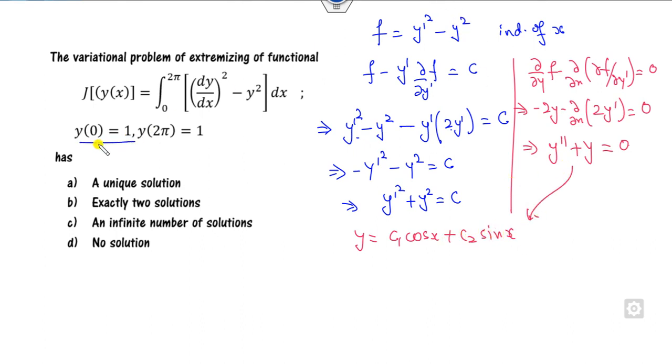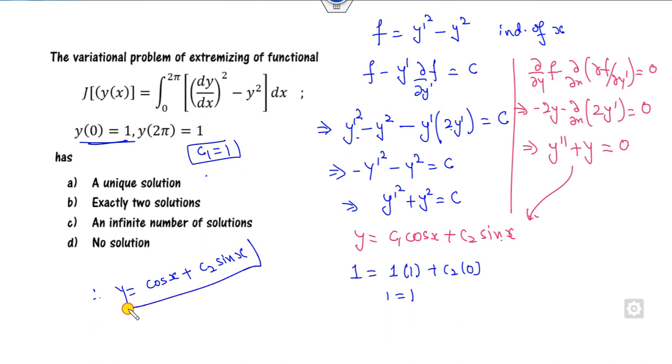Now y of 0 is 1, it means c1 is 1. Fine, because sin 0 is 0 and cos 0 is 1. What is y of pi by 2? It is 1. c1 is 1, cos of pi by 2 is 0, so again it is 1 equals 1. So what is the final solution? cos x plus c2 sin x. This is my final solution.